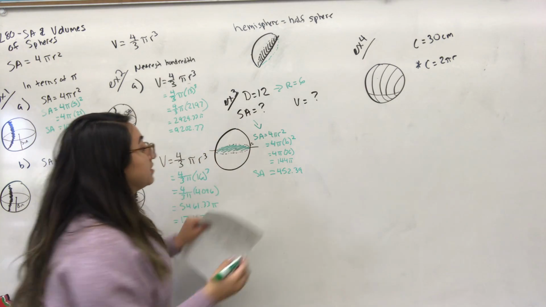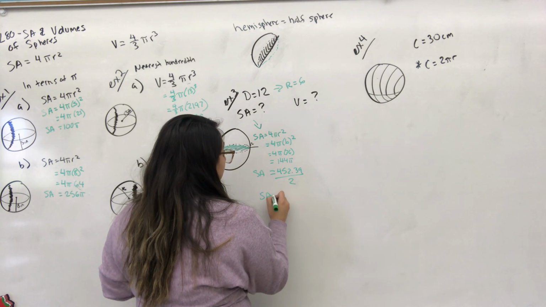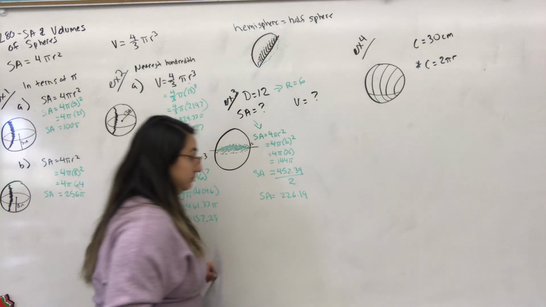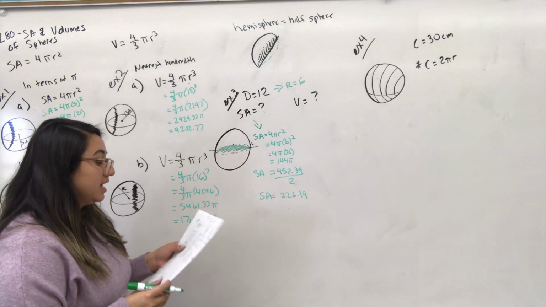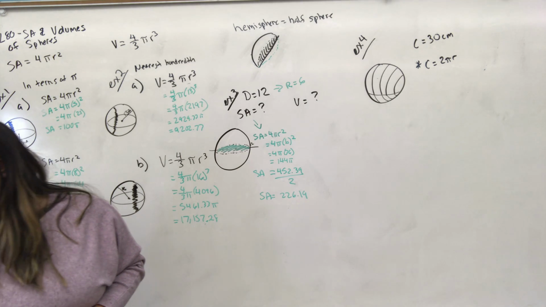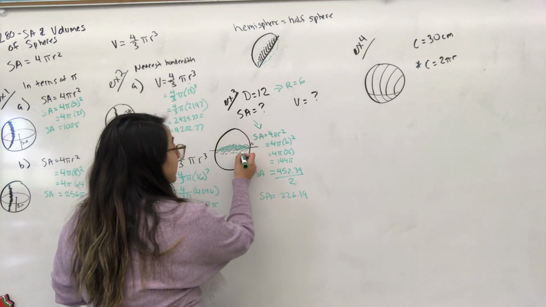It's a hemisphere. That means we cut that in half. When you cut it in half, you end up with 226.19, and that's your surface area. Here it's actually asking for the total area. So to find the total area, we have to continue and find that first portion.